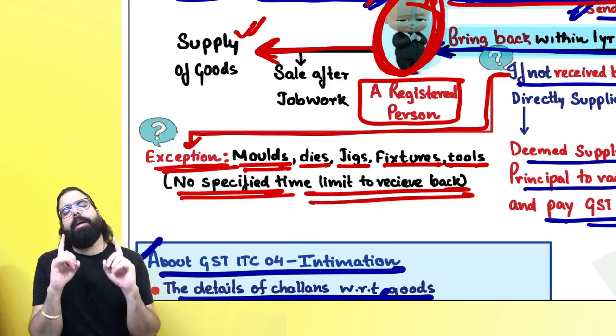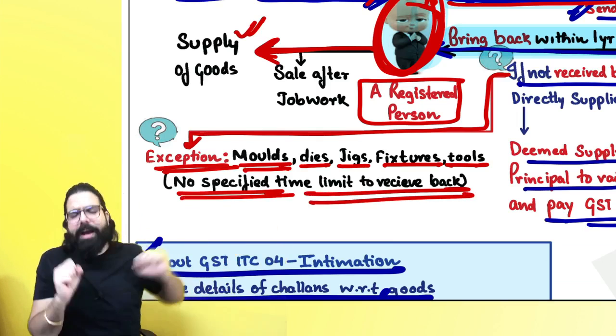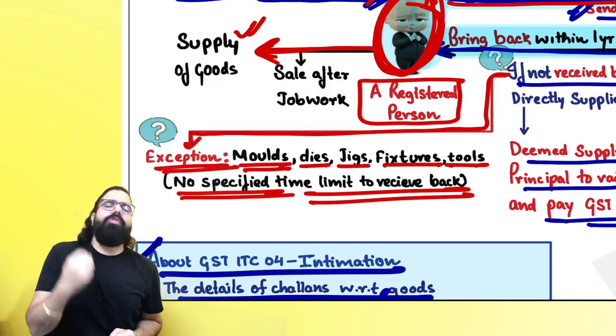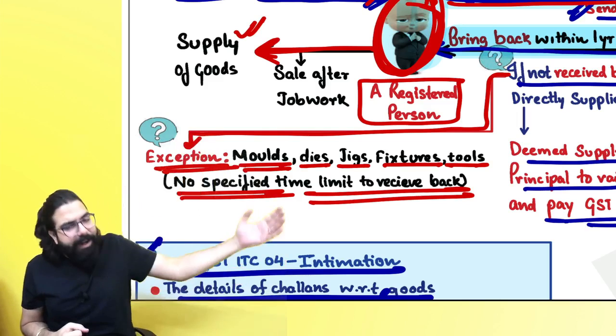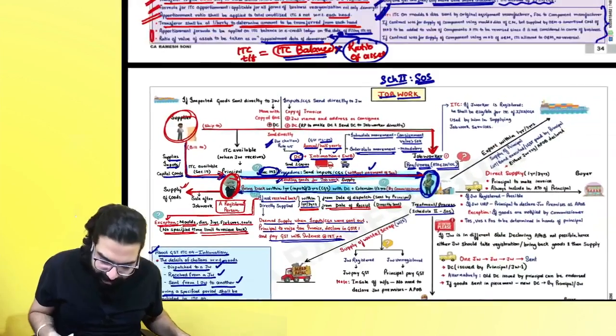No time limit to receive back moulds, dies, tools, etc. All inputs to be received back within 1 year of dispatch. Capital goods within 3 years of dispatch, or 1 year or 3 years from the date of direct receipt. Done, sir. Point is clear.